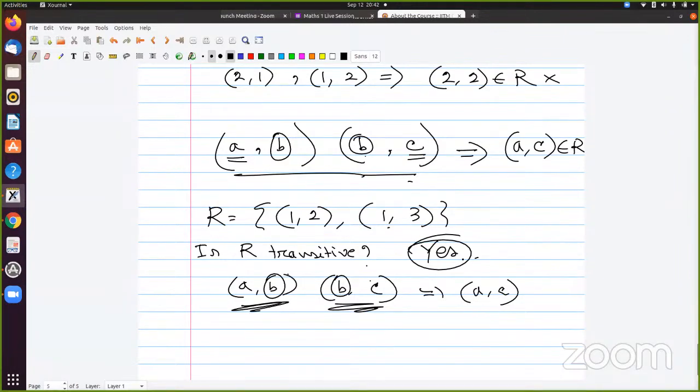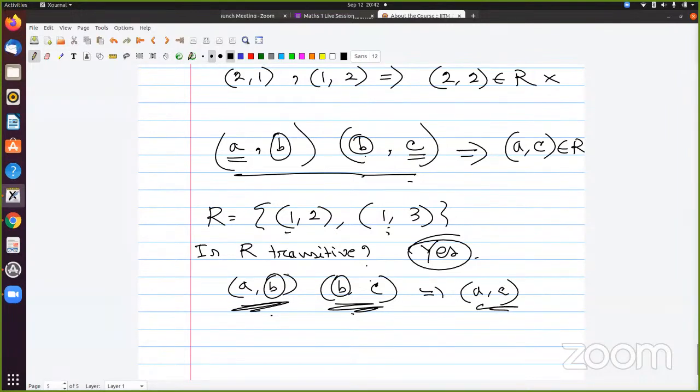Sir, please explain transitive again. Don't we need at least three elements in that? No, that is not necessary. Let me finish, then I can take your doubt again. Whenever I have two pairs for which the second element of the first pair and the first element of the second pair are the same, then (A,C) should be there.